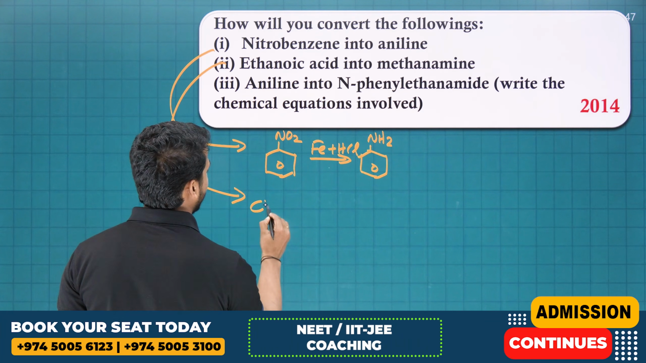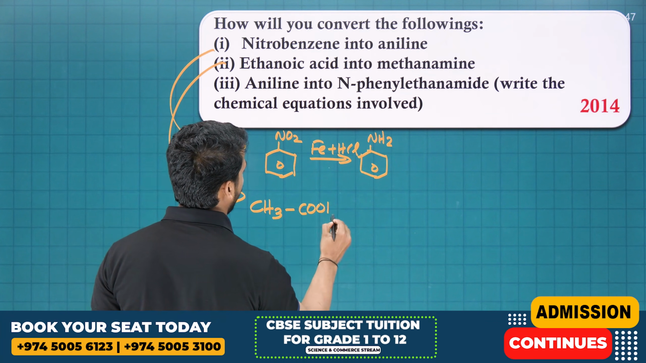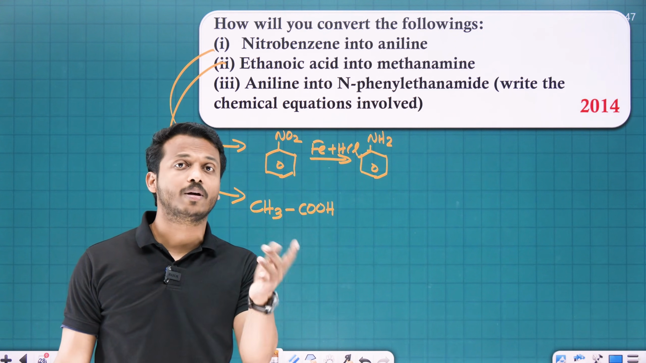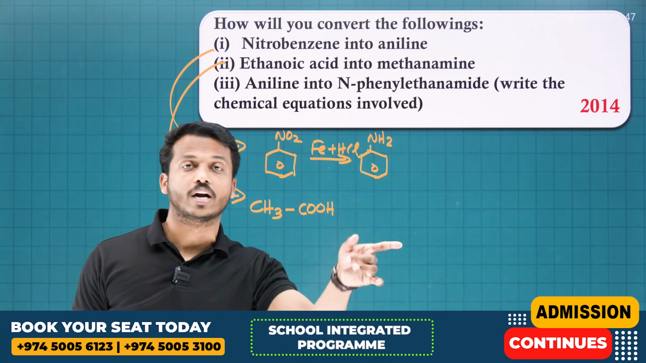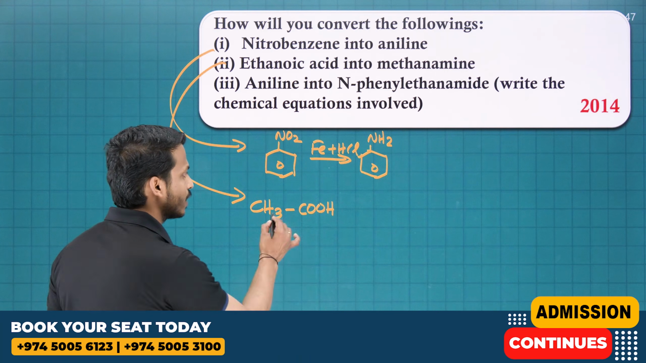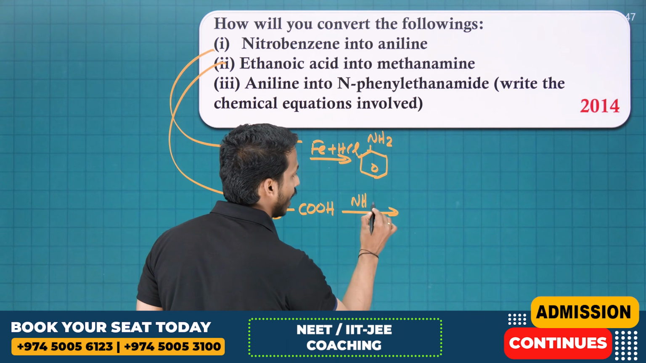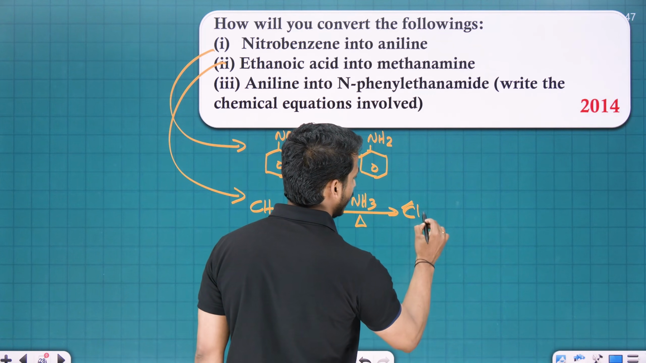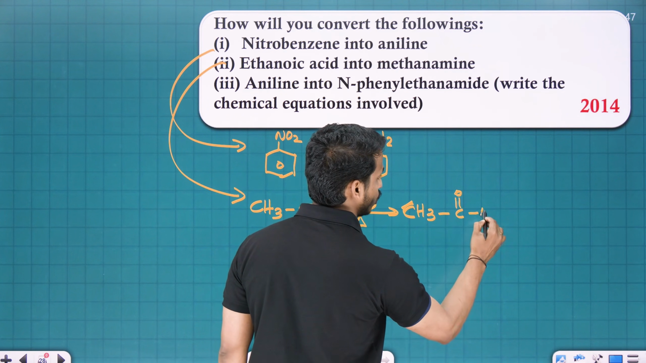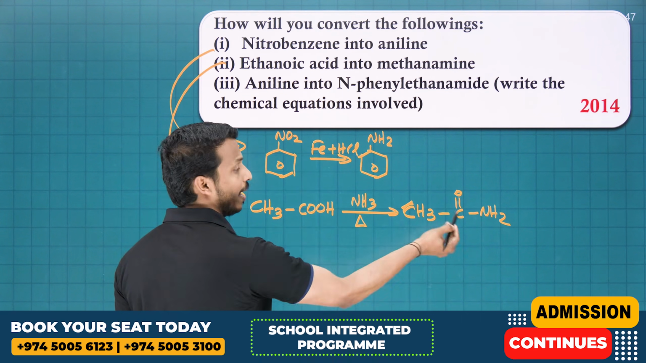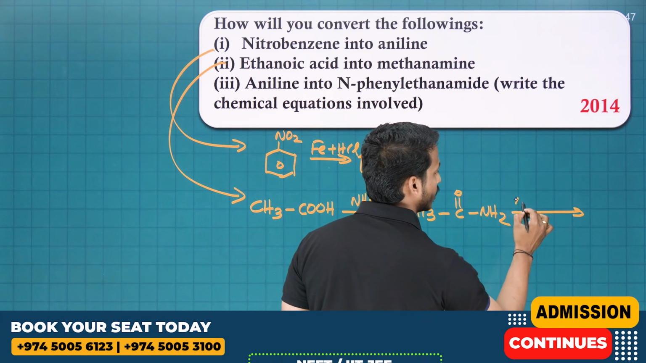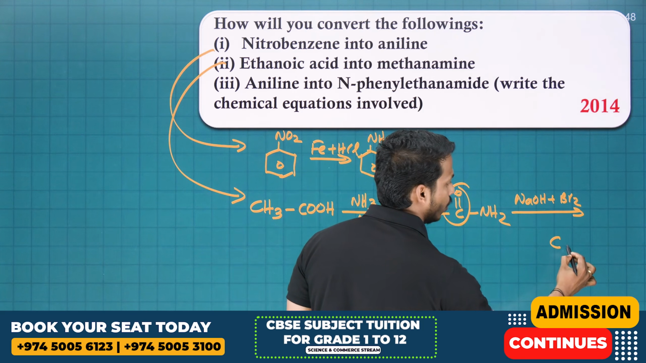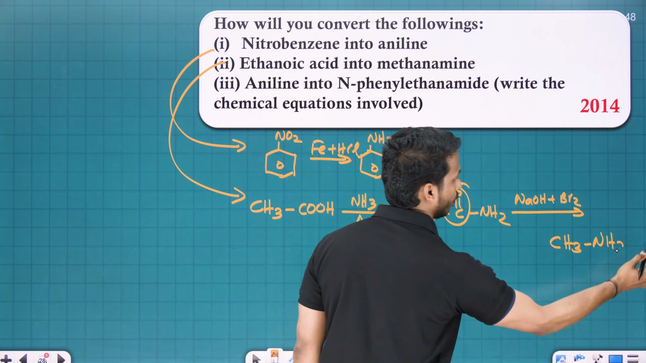Next one, ethanoic acid. What is ethanoic acid? CH3COOH, to methanamine. See, ethanoic acid contains 2 carbons, methanamine contains 1 carbon. So 1 carbon we need to reduce. So Hoffmann. So first convert acid into amide. So heated with ammonia. So we get amide. Which one is the amide? CH3CONH2. Ethanoic acid becomes ethanamide. Now do Hoffmann reaction. What is Hoffmann? NaOH and Br2, the CO group is cut, we get CH3NH2, that's methanamine.